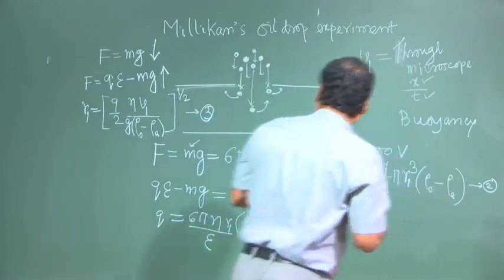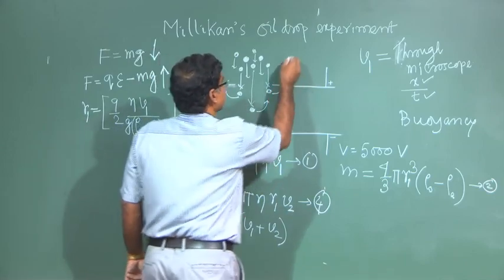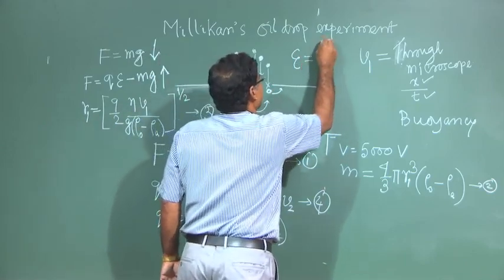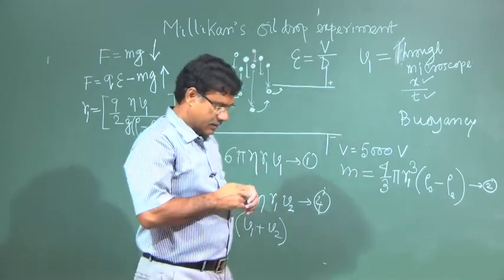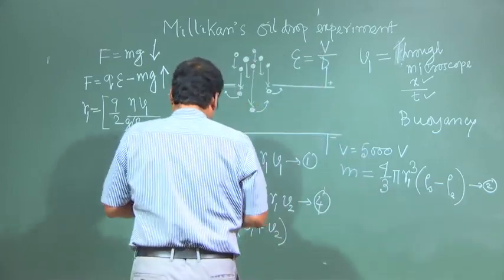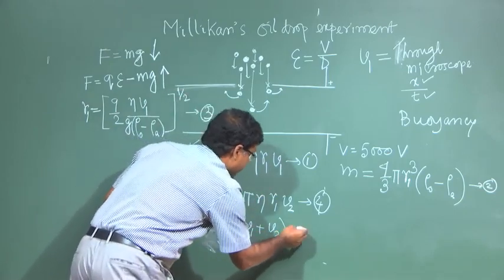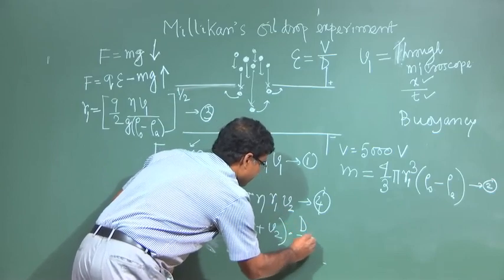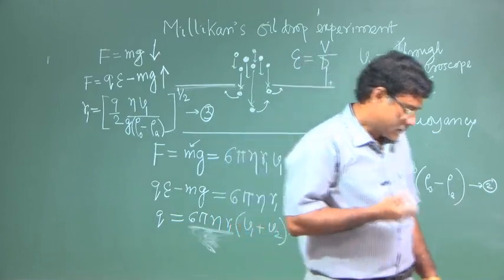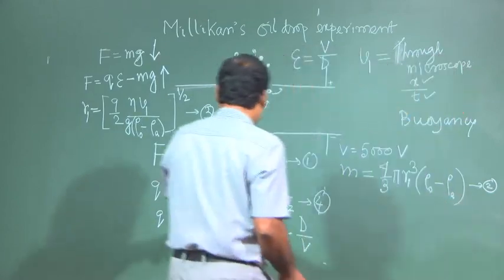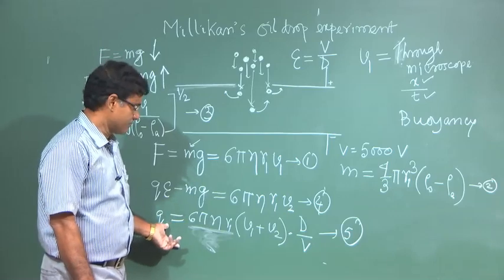And the electric field, of course, as I mentioned earlier, will be V by D if the separation is D. So one can write E is V by D, where V is the voltage and D is the separation. Okay. So now there is the final equation for the charge on the oil drop.